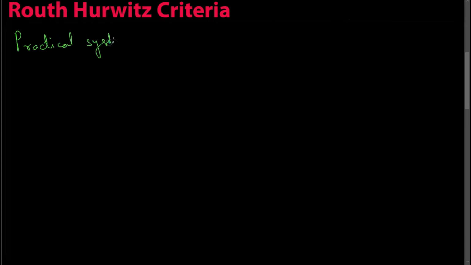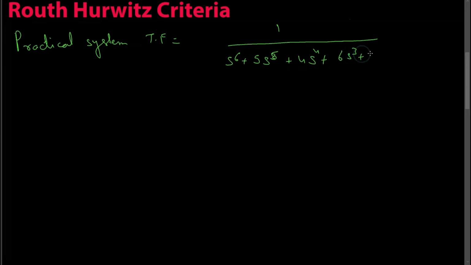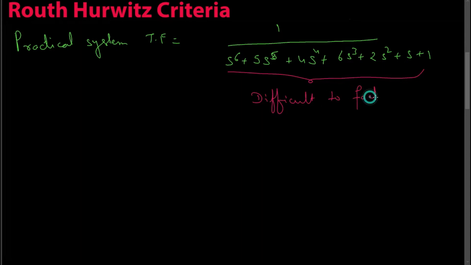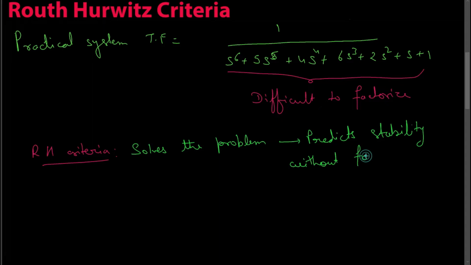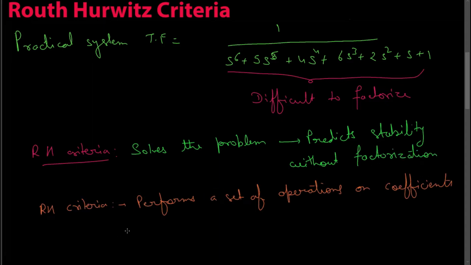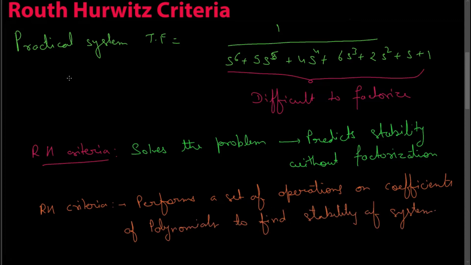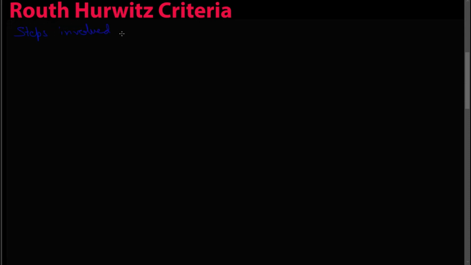But let's take a practical scenario where the transfer function is not given in the form of factors, but in the form of a polynomial equation. These equations are of very high powers and it is very difficult to factorize them, especially without a computer. Now the RH criteria solves this problem, as it can predict the stability of a system based on certain operations on the coefficients of these polynomials. Thus, we do not need to factorize those complex high-power equations, and yet we can find whether the system is stable or not. So without wasting any time, let's see what are the steps involved in RH criteria.